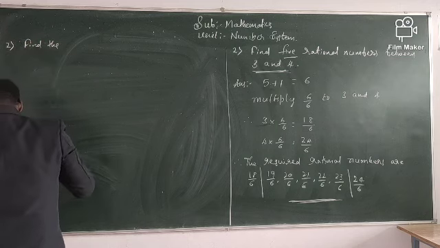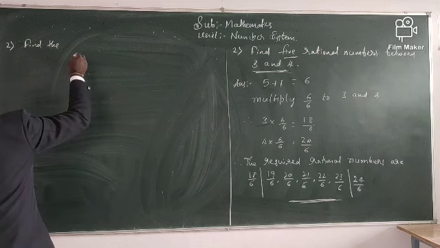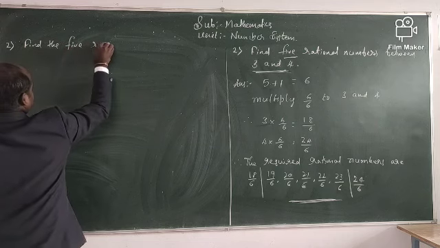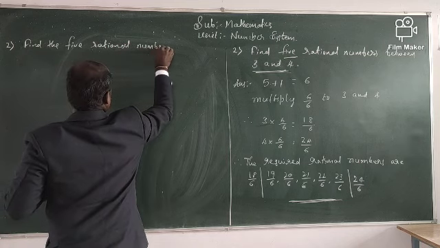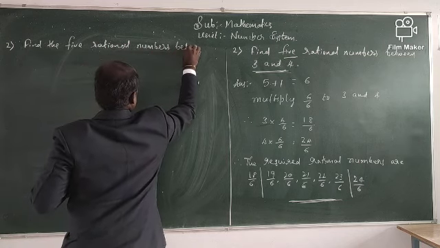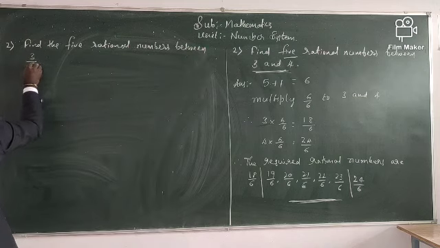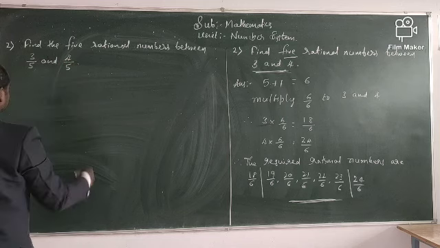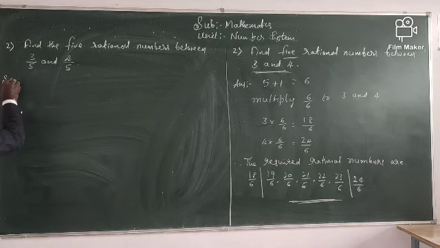Find the five rational numbers between 3 by 5 and 4 by 5. Okay, 3 by 5 and 4 by 5. Same process. Solution. See here.